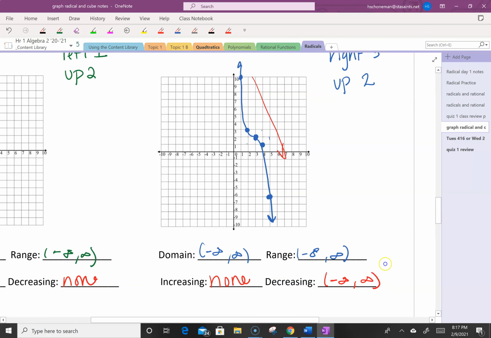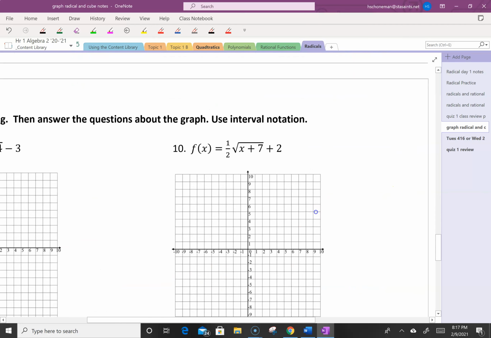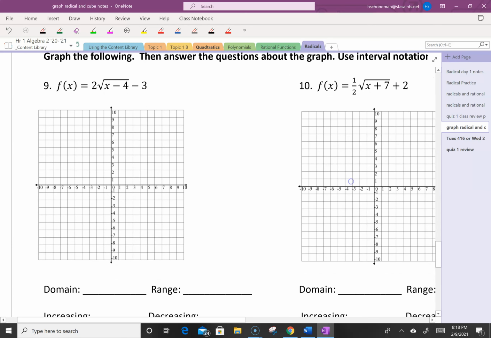Okay, to save a little time on the video, I'm just going to do 2 from the back. Let's start with number 9. Number 9, the negative 4 tells me that I'm going to go right 4, and the negative 3 tells me that I'm going to go down 3. So I'm going to go right 4 and down 3.